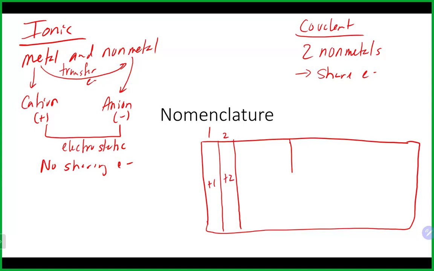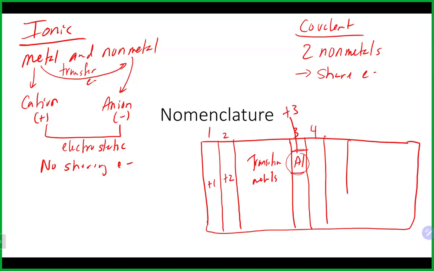If you skip the transition metal region in the middle and go to group 3, usually in group 3 we're really just talking about aluminum right around there. That will make a +3 charge. And then we have group 4 that we skip. We go to group 5, 6, 7, and 8.